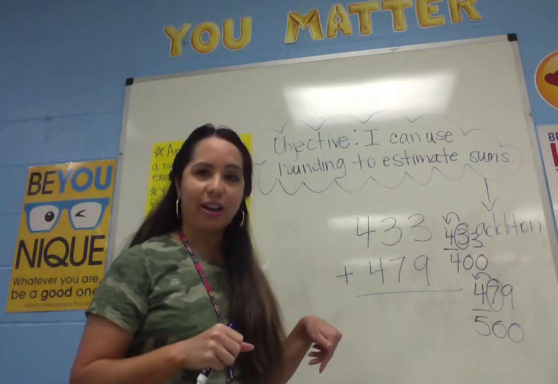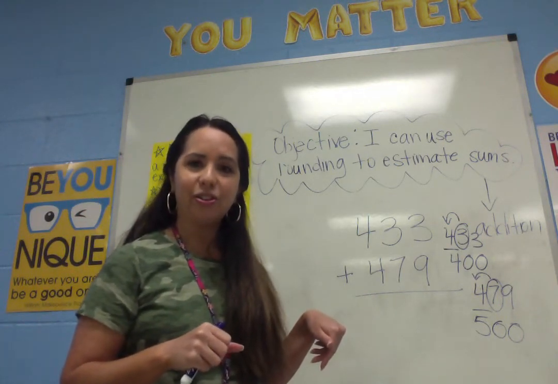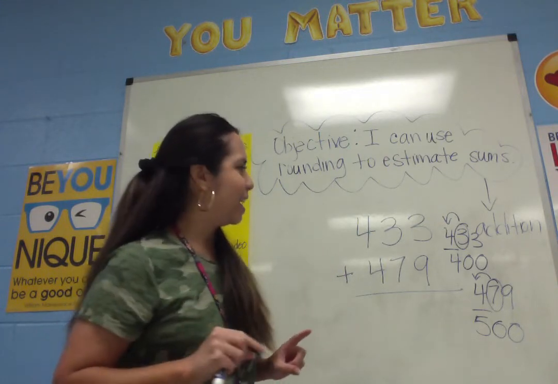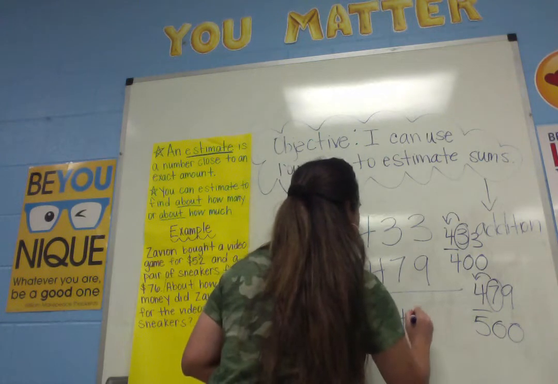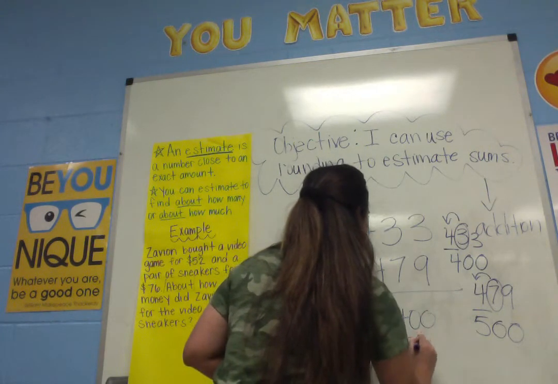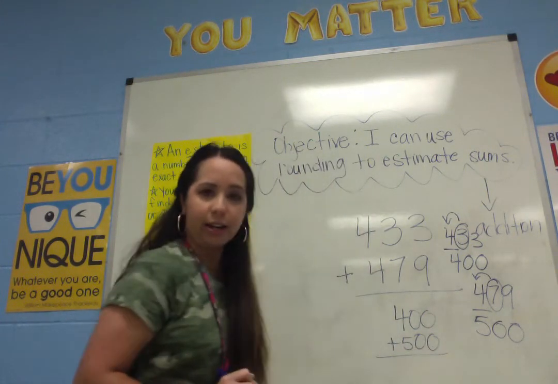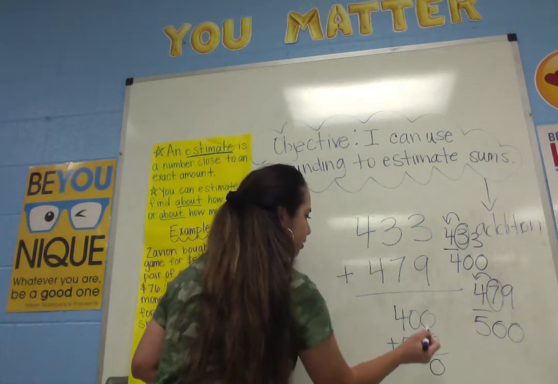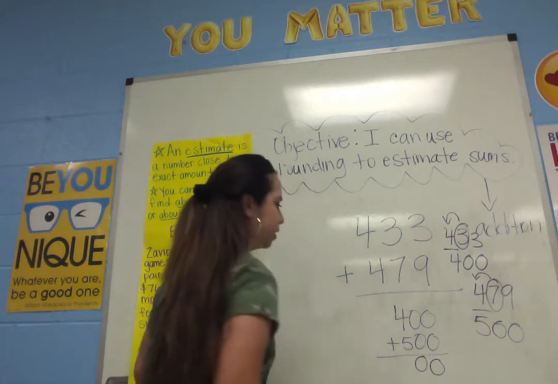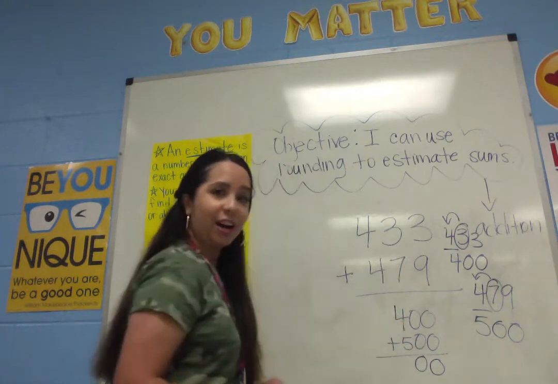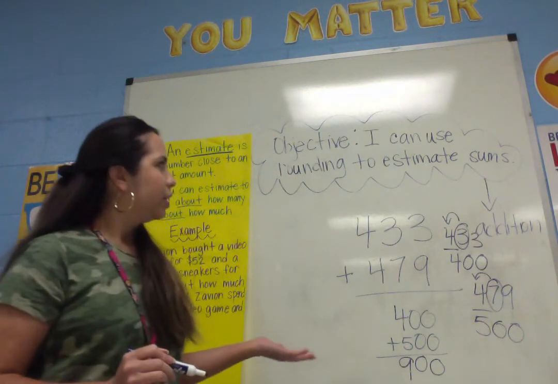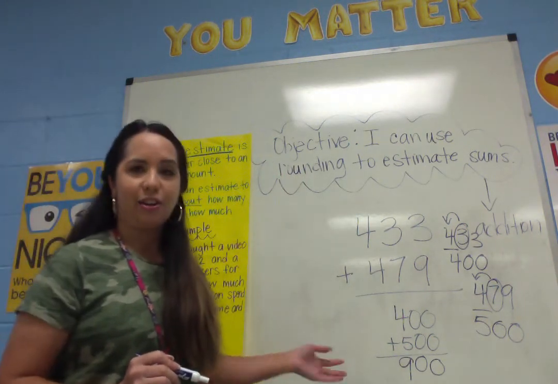Now let's just go ahead and add 400 plus 500. And I know many of you, all of you maybe, can probably add 400 plus 500 in your head, but I want to go ahead and line it up for you. 0 plus 0 is 0 ones. 0 tens plus 0 tens is 0. 4 hundreds plus 5 hundreds is 900. So our estimate is 900.